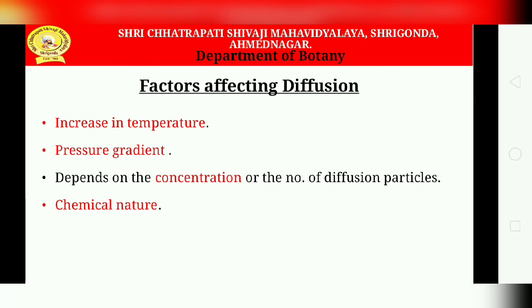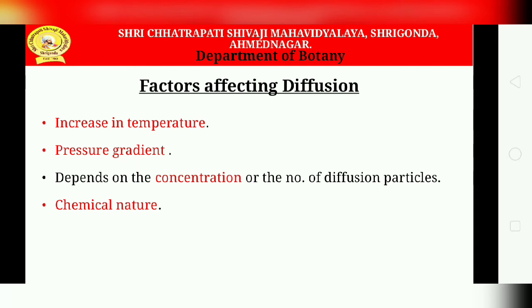Now next are the factors affecting diffusion. As we said, the rate of diffusion increases when the temperature increases. Diffusion pressure gradients also affect the process of diffusion. The pressure gradient, the slope of this, can affect the process of diffusion.